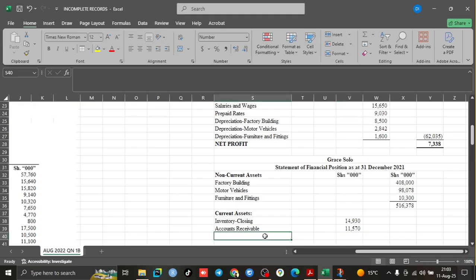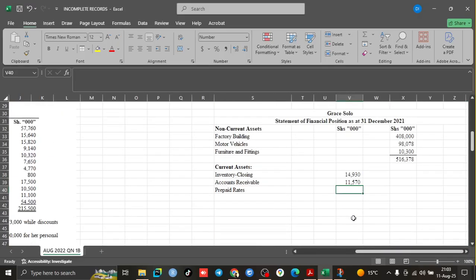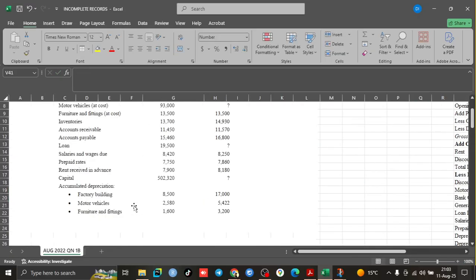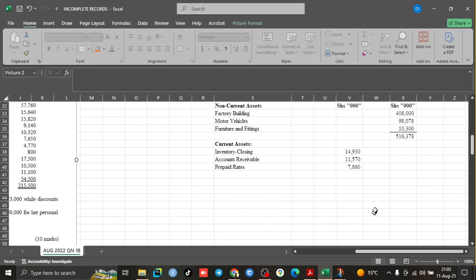We have prepaid rates as well. Remember a prepaid expense is an asset. Prepaid rates of 7860. Then as well we have the cash balance. You see this balance carried forward is an asset to us because it comes on the debit side as a brought forward, so it's an asset. The cash balance is 54,500.